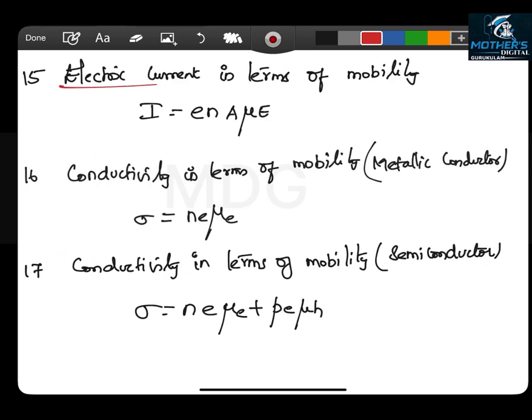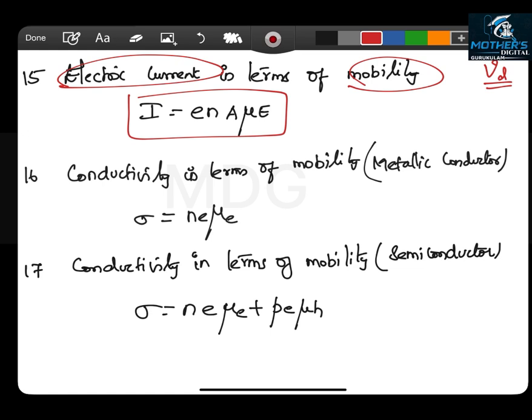Next, electric current in terms of mobility, I equal to neAVd. In place of Vd, I substituted mu E. So I equal to neA mu E. Similarly, conductivity in terms of mobility, this is for a metallic conductor. So sigma equal to ne mu e, where n is the number of electrons, e is the charge of the electron, mu e is the mobility of an electron.